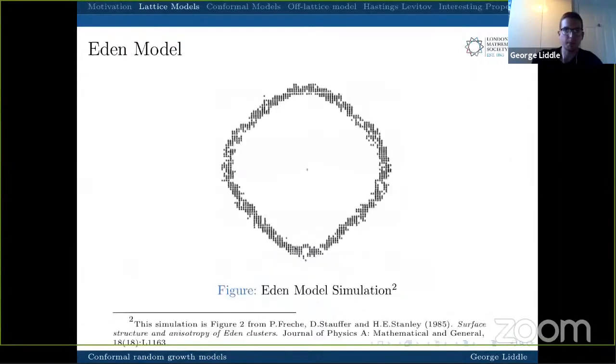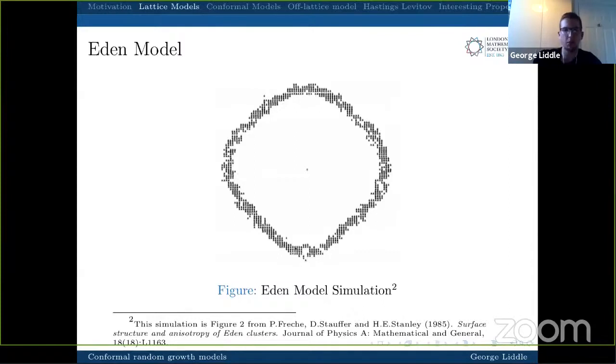But what simulations have shown, so these are simulations done by Frechet, Stauffer and Stanley in 1985, doing some simulations on the growth of the Eden model. And this is just their simulations with the middle portion removed so that you can see the boundary of the cluster more easily. And what you see in this case is actually the growth is looking anisotropic. So we're looking at this kind of diamond-like shape in this case, which is somewhat surprising.